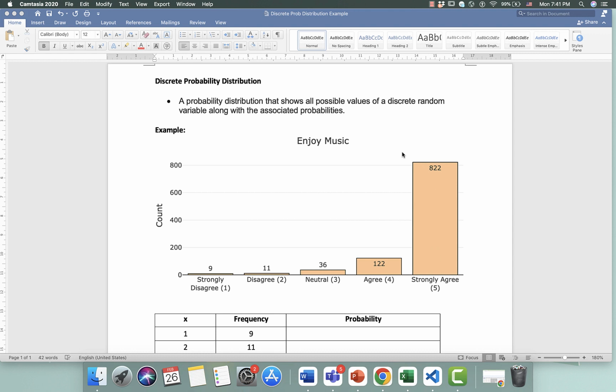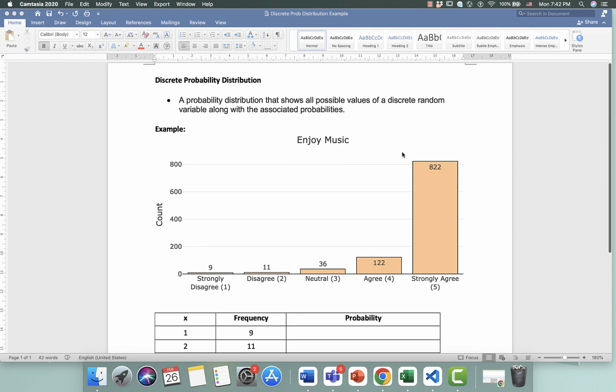1,000 people were asked the question, do you enjoy music? And they were asked to respond with either 1, strongly disagree, 2, disagree, 3, neutral, 4, agree, 5, strongly agree. So again, 1,000 people were surveyed, and each person had to respond with a 1, 2, 3, 4, or 5. So the graph shows the counts. You can see that 9 people said they strongly disagree, 11 said they disagree, 36 said they're neutral, 122 said that they agree, and 822 people said that they strongly agree with the statement, I enjoy music.